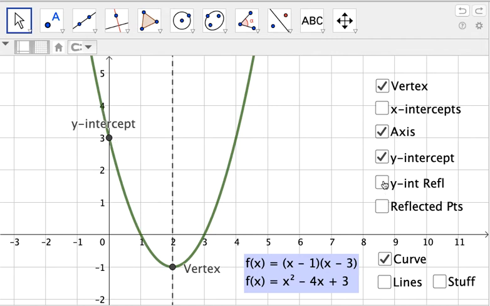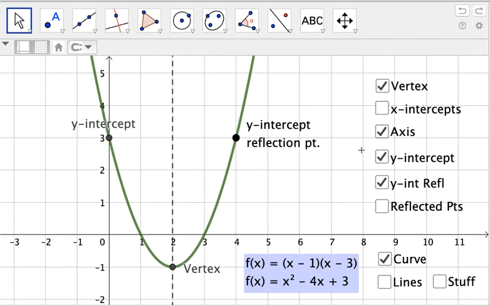Well, notice that on the other side of the parabola, we have a reflection of the y-intercept point. It is the mirror image of this on the other side of the axis of symmetry. So when y is equal to 3, we have to go 2 units to the left to get to the y-intercept from the axis of symmetry. Well, we go 2 units to the right to get to the reflection of that point, which means that it's going to have an x value of 4. So the coordinates of this point here are 4, 3. The coordinates of the y-intercept are 0, 3.